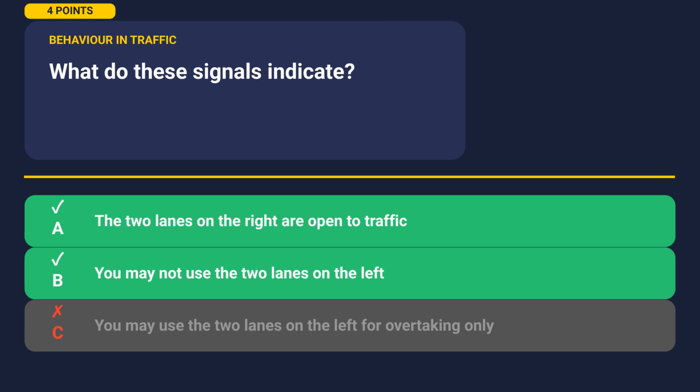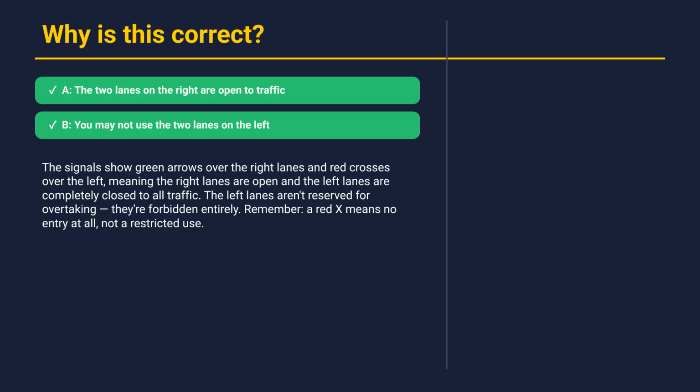The correct answers are A and B. Let's understand why. The signals show green arrows over the right lanes and red crosses over the left, meaning the right lanes are open and the left lanes are completely closed to all traffic. The left lanes aren't reserved for overtaking, they're forbidden entirely. Remember, red X means no entry at all, not a restricted use. Alright, let's move on to the next question.